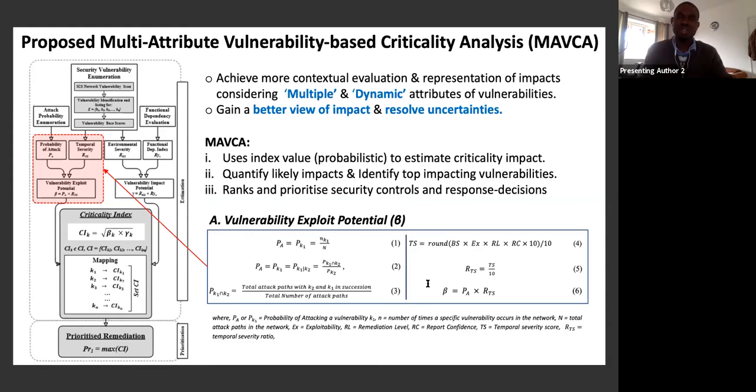in relation to the immediate environment, the immediate network and how the network is set up. That can help us gain a better view of the impact, as well as resolve any uncertainties that may arise from having multiple vulnerabilities, or even multiple similar vulnerabilities. So MAFCA uses an index; it is a probability approach, and also a quantitative approach that helps guide the ranking and prioritization of controls. There are basically 3 steps that drive this.